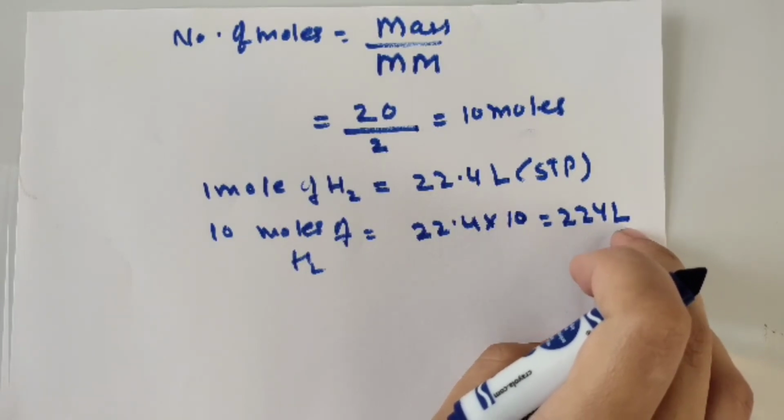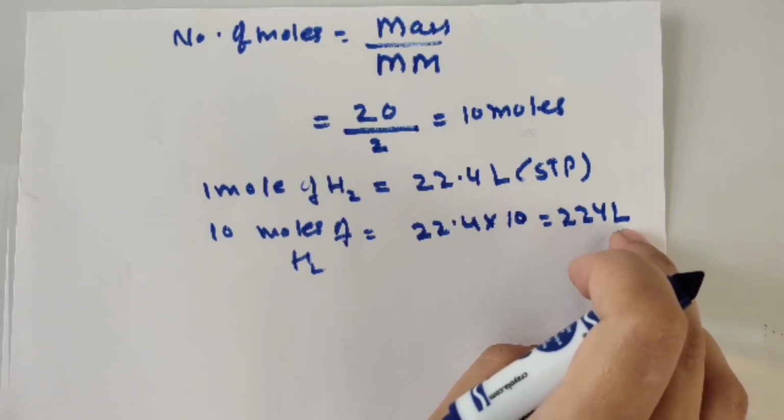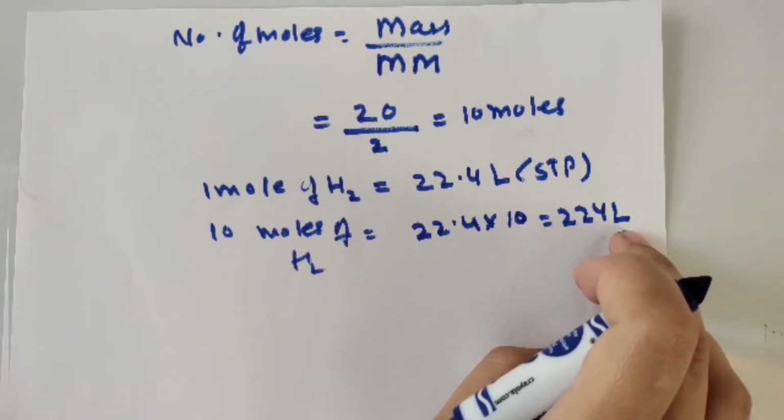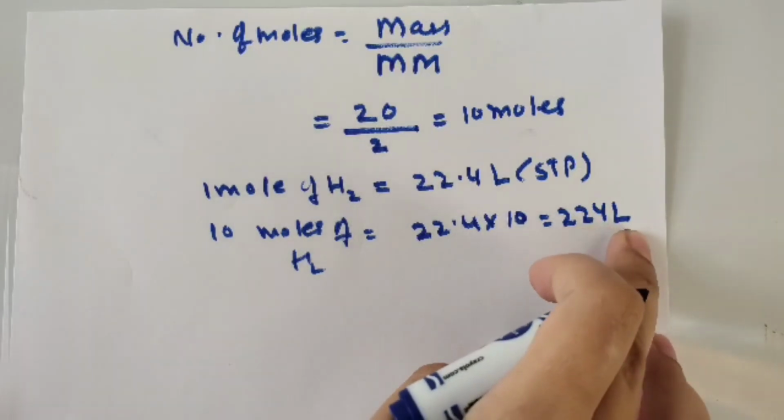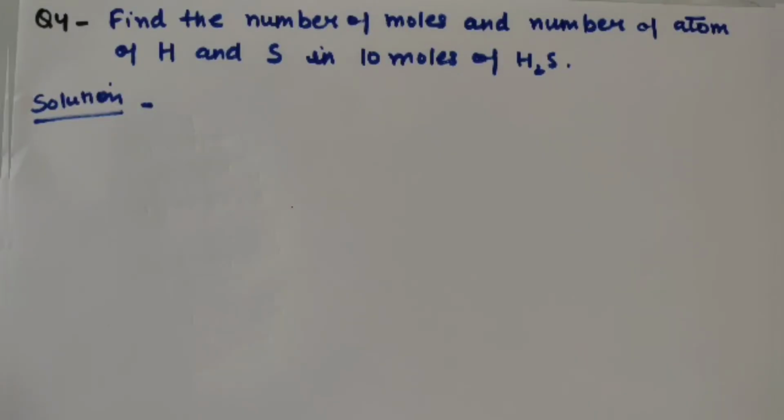I hope now you understand this type of question. You will be able to solve it by yourself next time. So let's move to another question. Our next question is, find the number of moles and number of atoms of H and S in 10 moles of H2S. It's a little bit tricky question, but I'm very confident you can solve it by yourself. I'm giving you the solution in a few minutes.